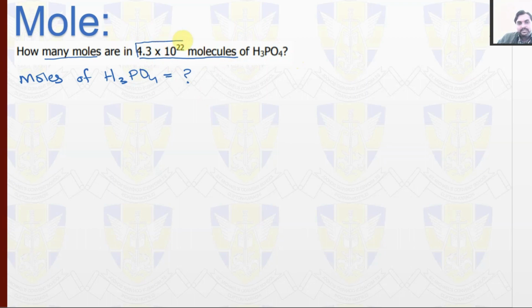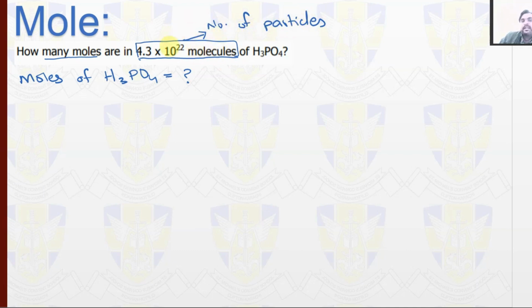Now if I ask you what this data is, which is 4.3 into 10 to the power 22 molecules of H3PO4. Just focus on the unit. It's not the moles, it's not the mass in grams, it's molecules. So whenever the word atom or molecule is written in the question, it means that they are talking about the number of particles, right? I hope it's clear to everyone.